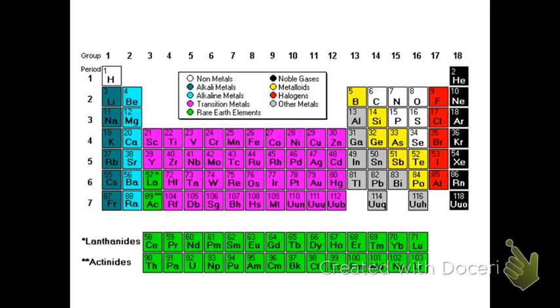In this periodic table, one thing that you can see is the atomic number, given up at the top of each element, and the atomic number is equal to the proton number in an atom.